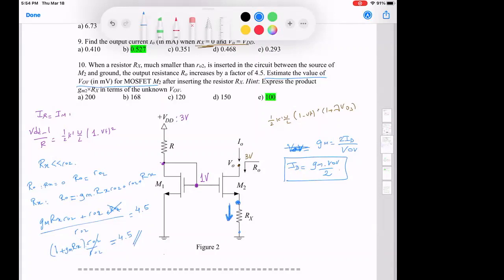So if this is node S, what is VS? It's ID times RX. What is also VGS? It is 1 minus VS, right? So VGS becomes 1 minus ID times RX. And what does VGS minus VT equal? Let's remove this. What is VOV?